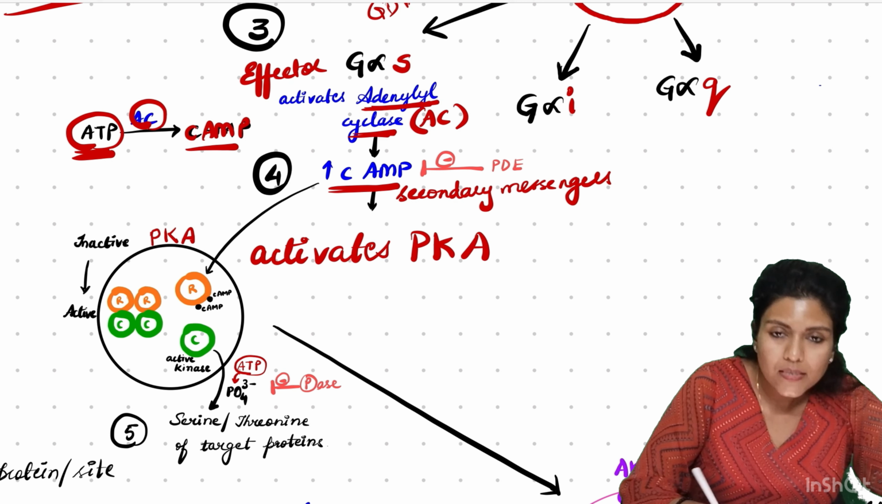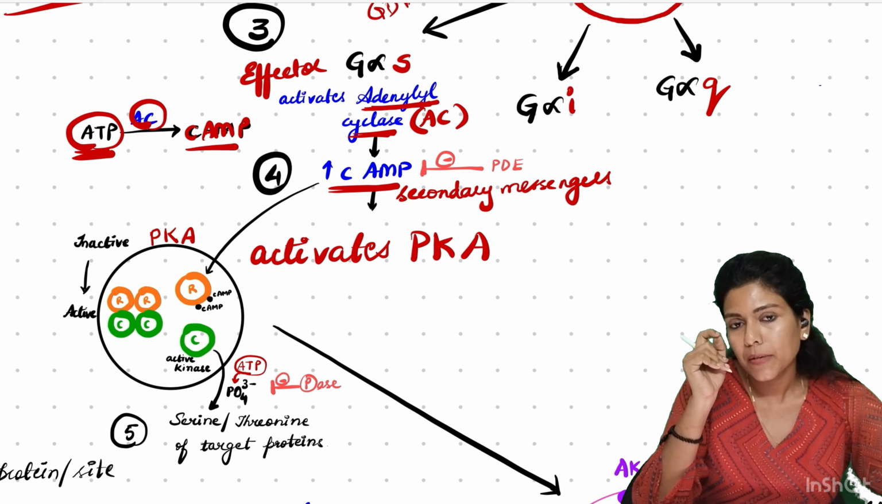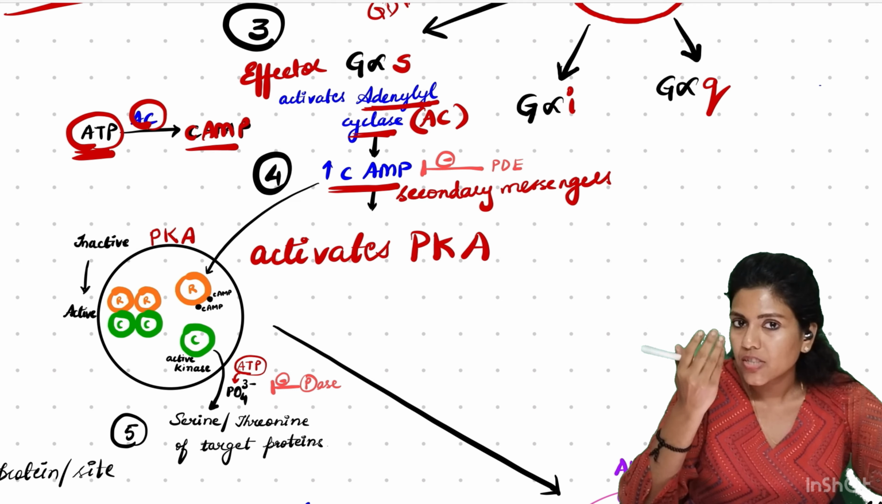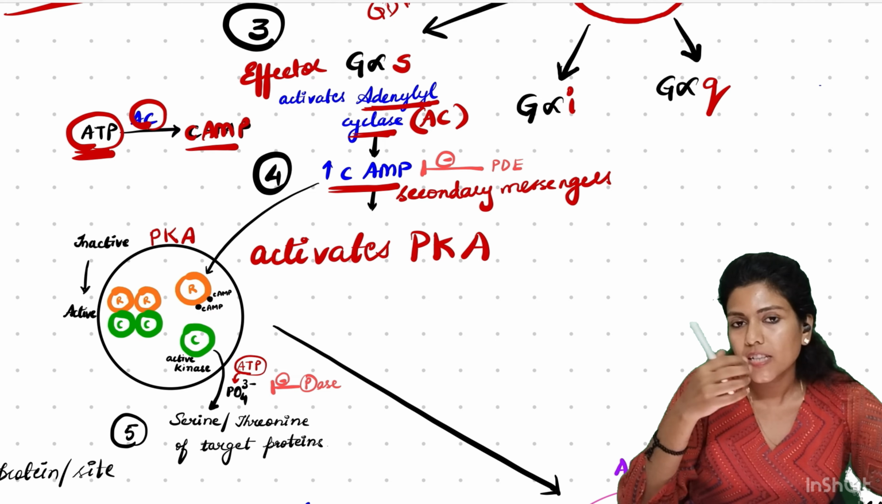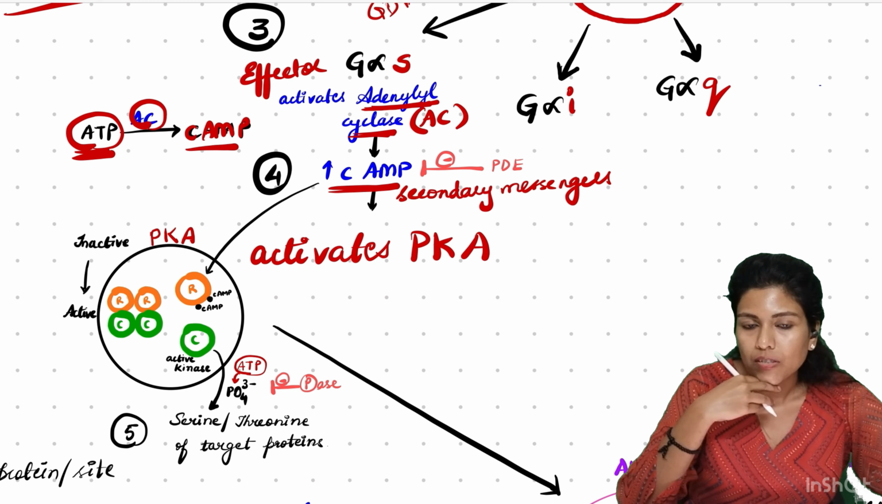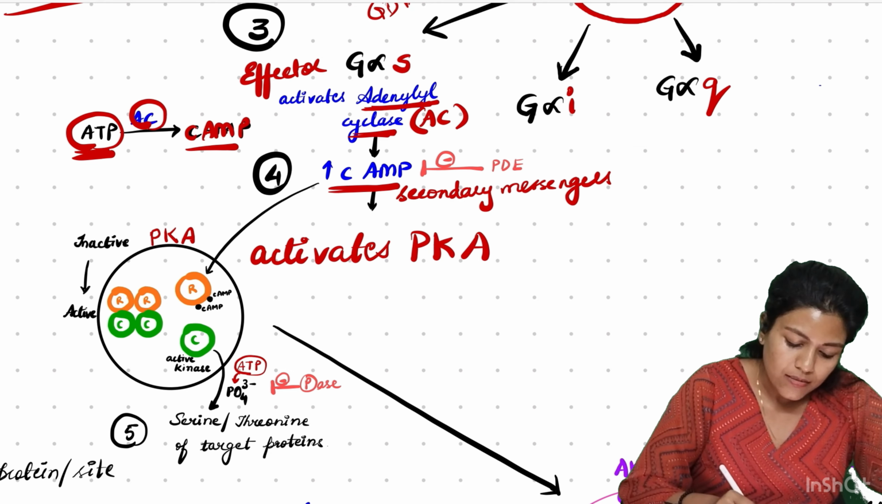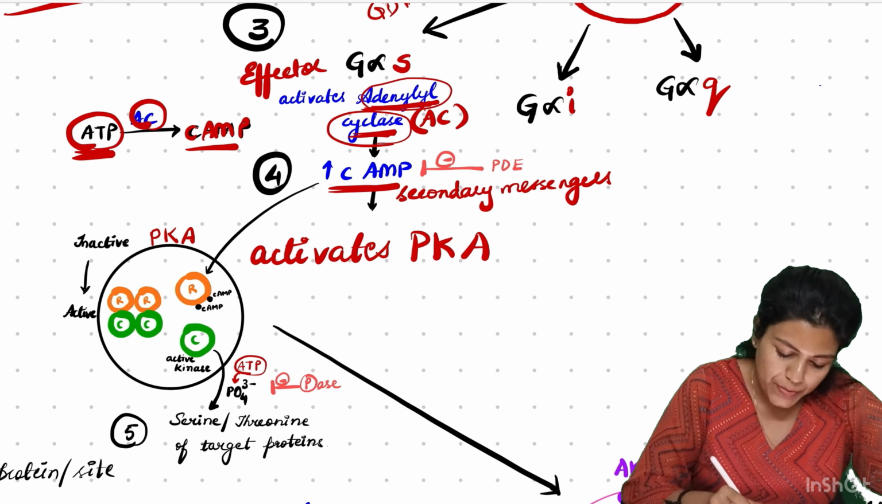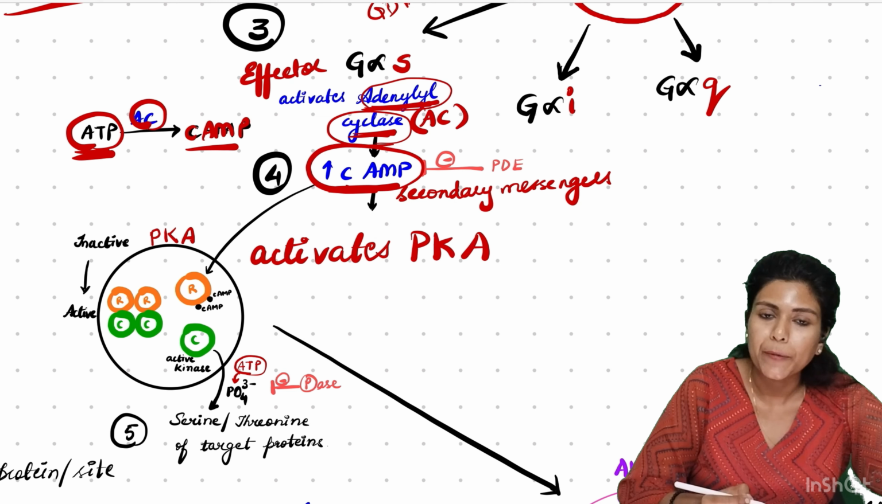So we have discussed the basic structure. First, receptor ligand binding, receptor activation. Next, the G protein gets activated, that is the G alpha getting activated. From the G alpha, there's effector activation. In case of stimulatory, this adenylyl cyclase is the effector. The effector will lead to generation of secondary messengers. Here it is the cyclic AMP.